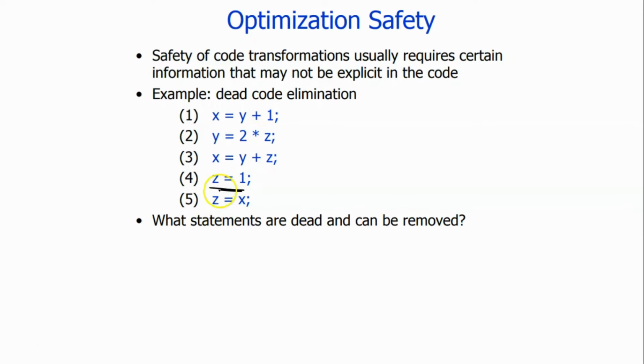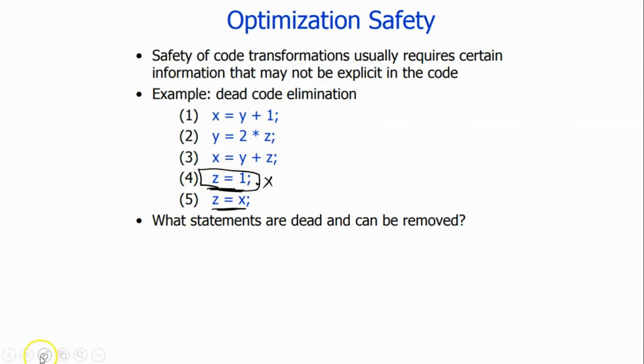Assignment is a definition. Here we are defining Z, and here also we are defining Z. You can see that this assignment, this definition, is not used anywhere. That's why this is dead code elimination. This is dead code because this definition is not used anywhere.